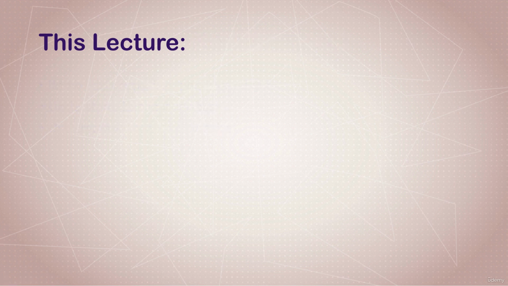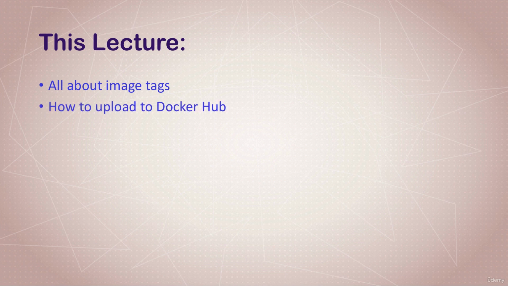So this lecture is going to be all about image tags and how to upload them to Docker Hub. And there's actually a lot to tags because they're not as intuitive as you might think when you first start using them. They need to be in a specific format in order to work with a registry, specifically with Docker Hub. And then I'll talk to you about the relationship between the tags you assign to your images and the IDs of those images. So let's get started.